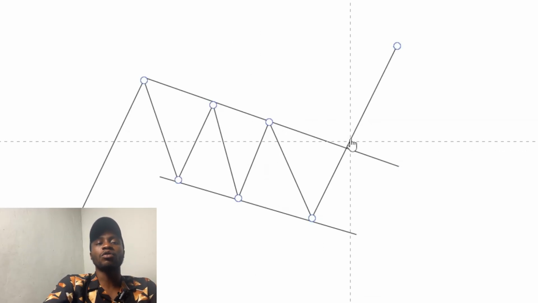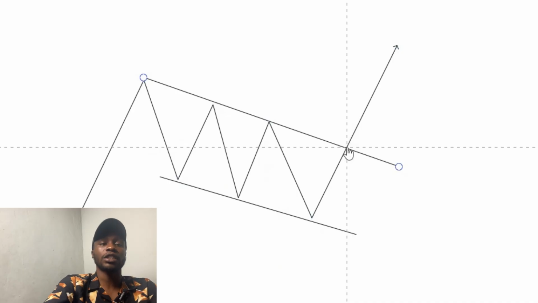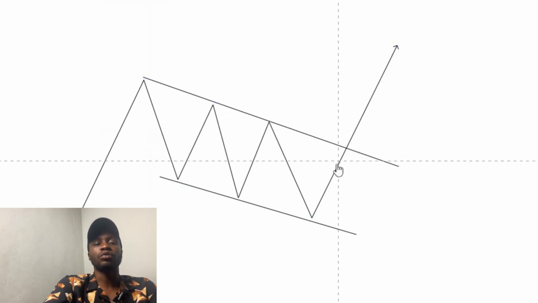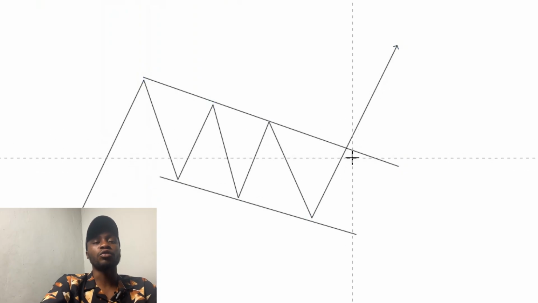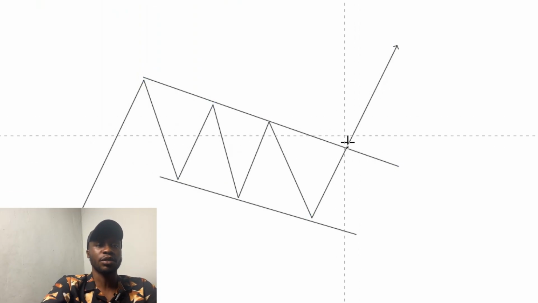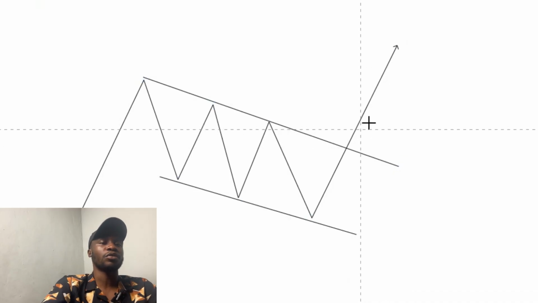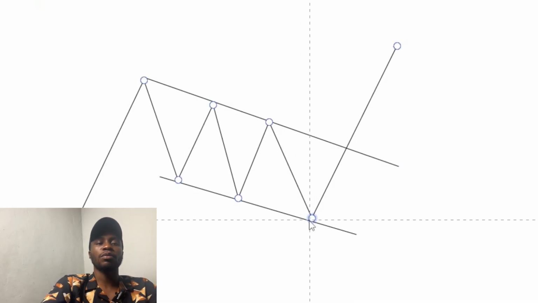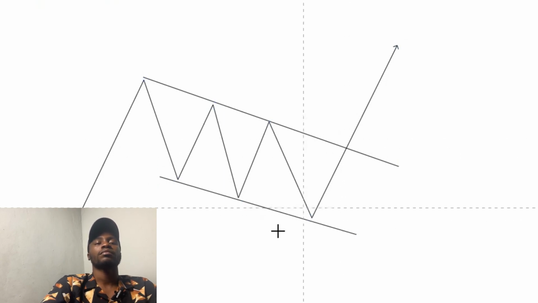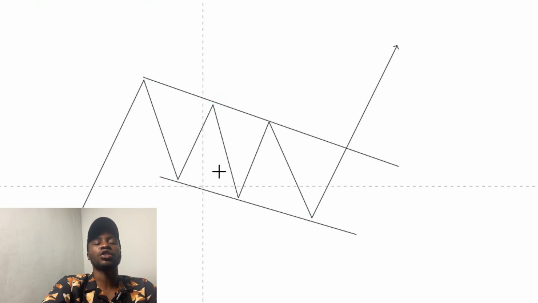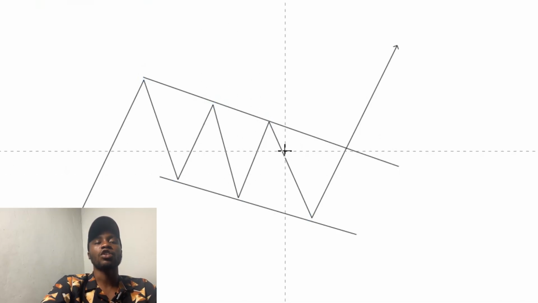Most times I don't wait for retests with a continuation chart pattern. Once I see an engulfing bullish candle break above this chart pattern, I execute at this point immediately, and my stop loss will be down here. Then I hold it as the trend keeps going. So this is a continuation chart pattern, called the falling wedge.